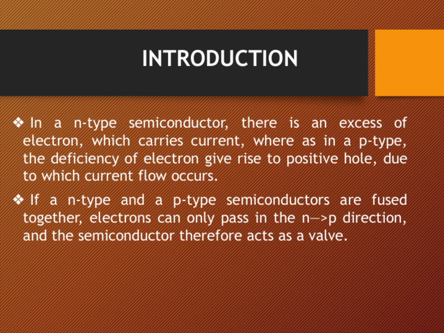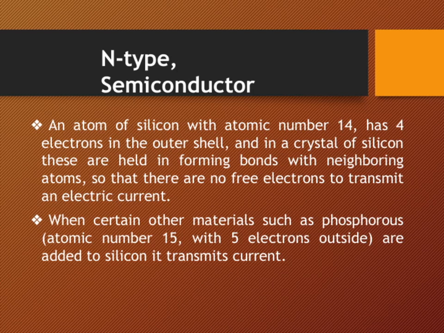Let's take a closer look at silicon, which is a fundamental material in electronics. An atom of silicon has an atomic number of 14, meaning it has 14 protons and, in a neutral state, 14 electrons. Out of these, 4 electrons are in its outermost shell, or valence shell. In a crystal of silicon, these valence electrons are involved in forming bonds with neighboring silicon atoms, creating a stable, structured network. Because all the electrons are engaged in bonding, there are no free electrons available to carry an electric current. This is what makes pure silicon a poor conductor. It's essentially an insulator in this pure form.